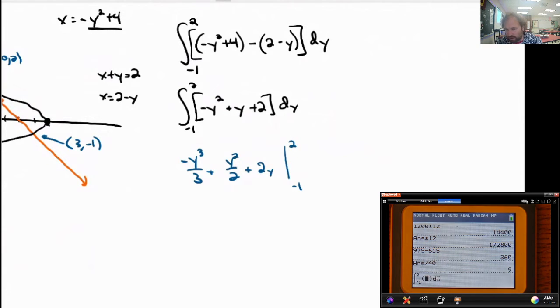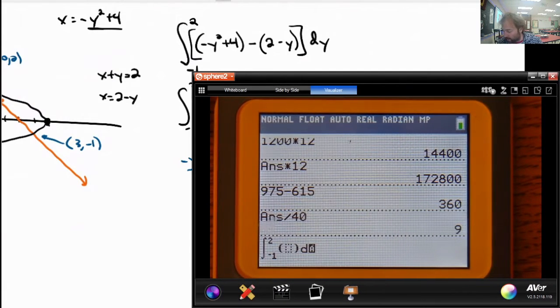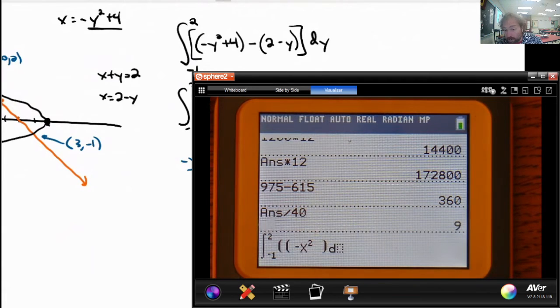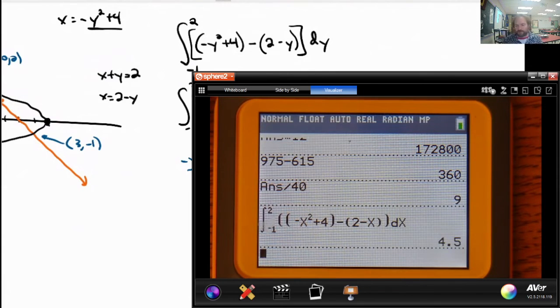One thing that's tricky about calculators here is that you can use y, as long as you put y in that little dy box there. I'm going to use x because I can. Negative x squared plus 4, close parentheses, minus, in parentheses, 2 minus x, close parentheses, dx, just like that. I think it should work. And we're going to get 4.5, which is the correct answer.